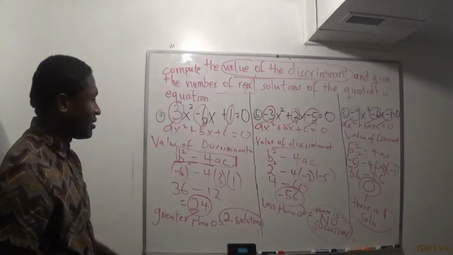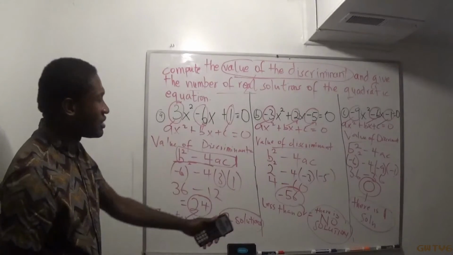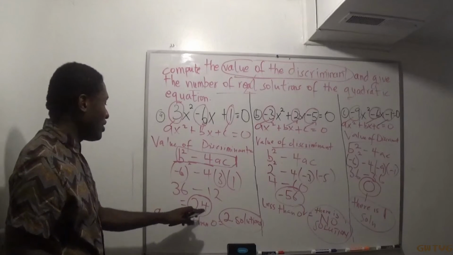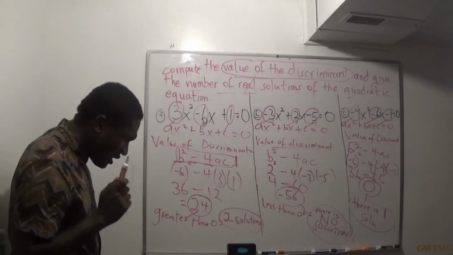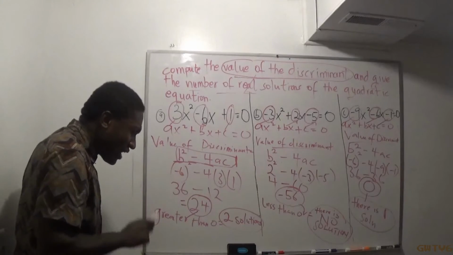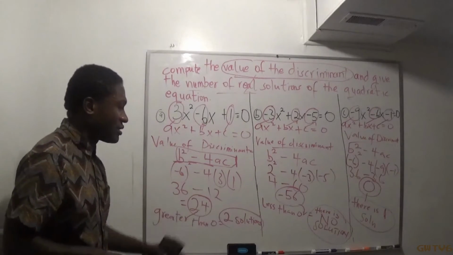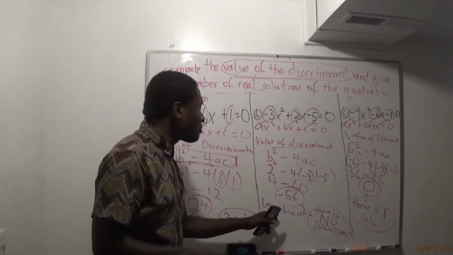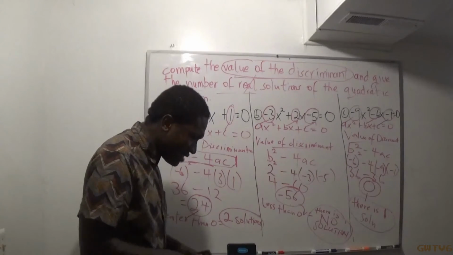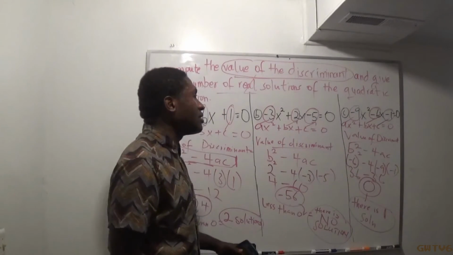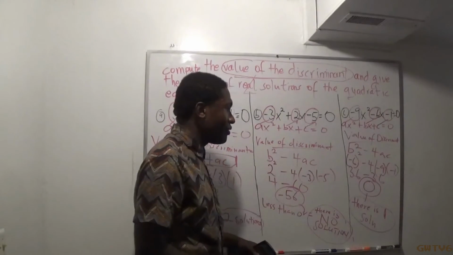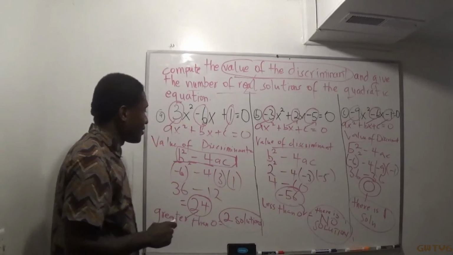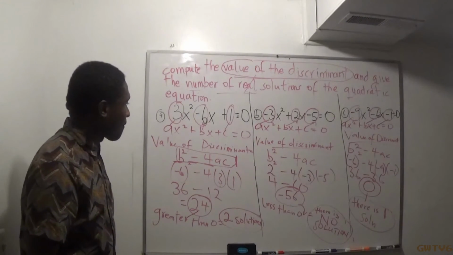Whatever value I get, to figure out the number of real solutions, I have to remember these rules also. If my value is greater than 0, there are two solutions. If my value comes out to be less than 0, there is no solution. But if it's 0, then I would say there is one solution.